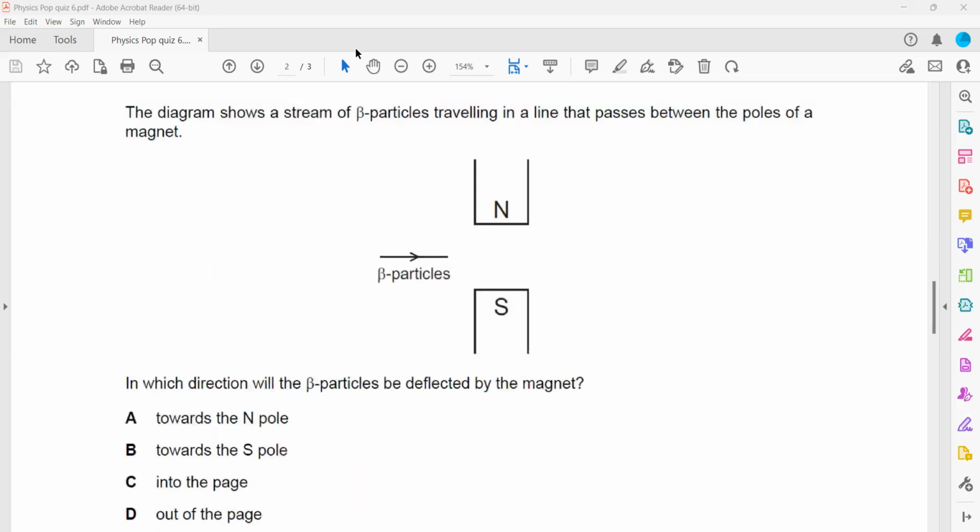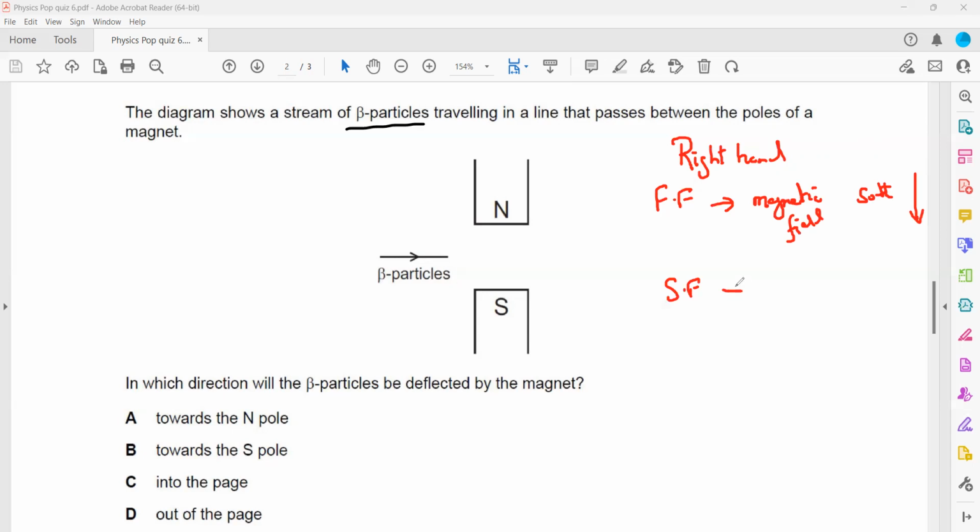In question 2, the diagram shows a stream of beta particles. So for a beta particle, which hand will we use? We'll use the right hand. The first finger or index finger represents the magnetic field. In this case, the magnetic field is pointing towards the south, so the index finger of the right hand should point downward.